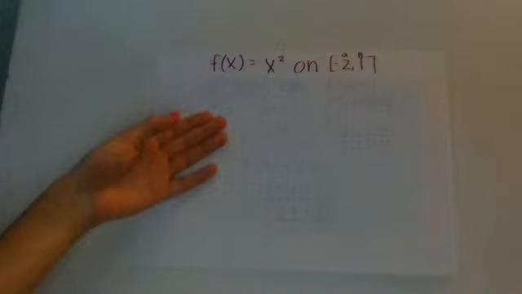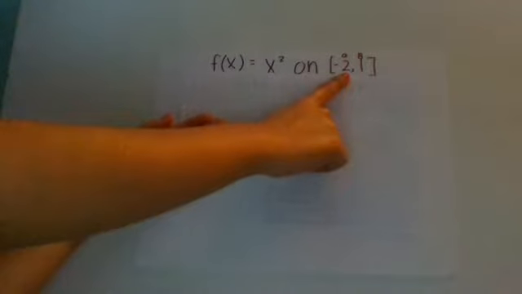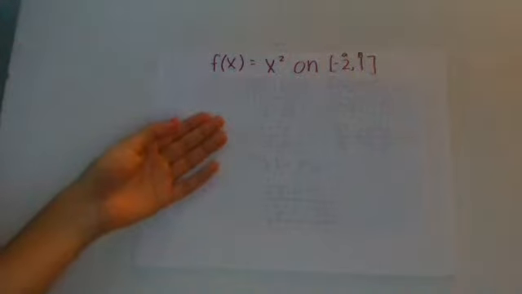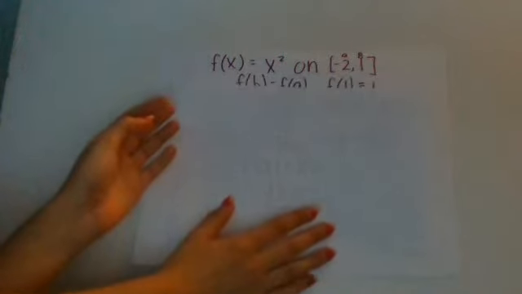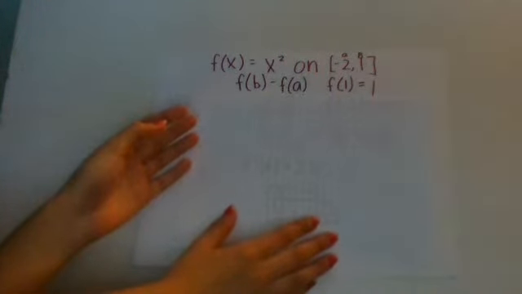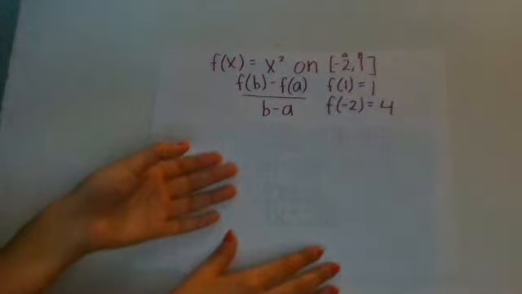We are going to be doing some mean value theorem problems. So we're going to be using the equation f of x equals x squared on the interval -2, 1. So first we have to find our slope. So we use the equation f of b minus f of a over b minus a.